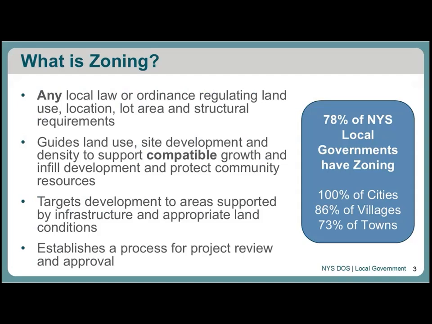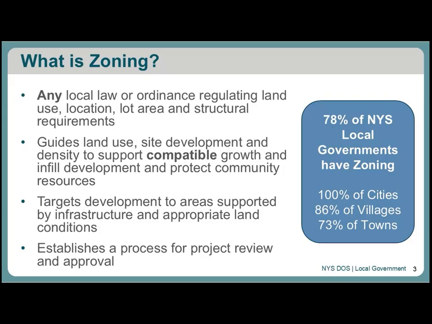So what is zoning? Just some fundamentals. Zoning is any local law or ordinance regulating land use, location, lot area, and structural requirements. Whether or not you refer to your local land use regulations as zoning, whether that's the title or you call it by some other name, if it's providing that regulation, then you have some form of zoning. And as you'll see from the stats on the screen, and these stats are getting a little bit dated, we'll have new ones in 2026, but approximately 78% of all local governments have some form of zoning.